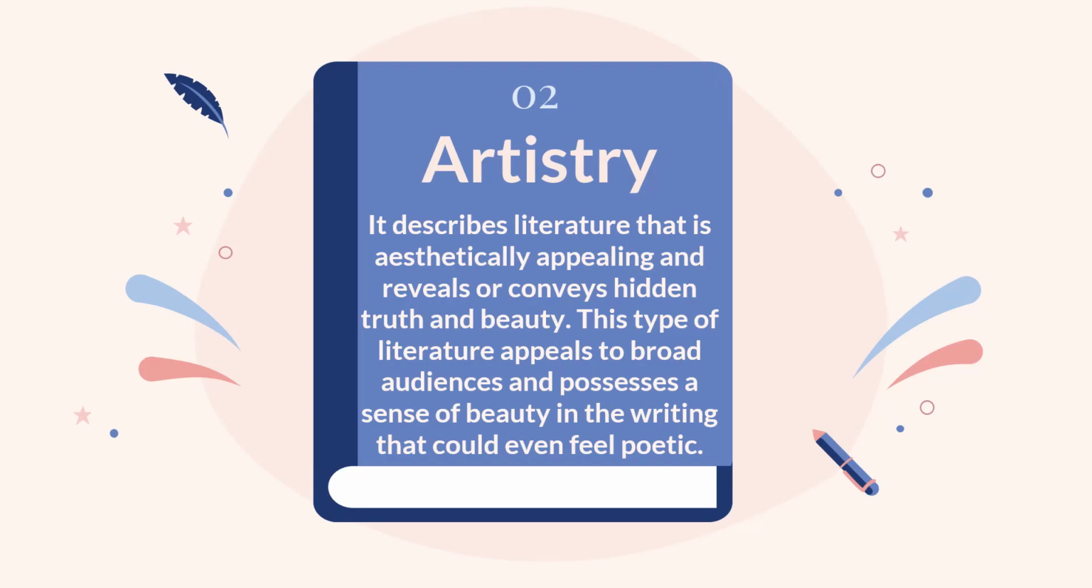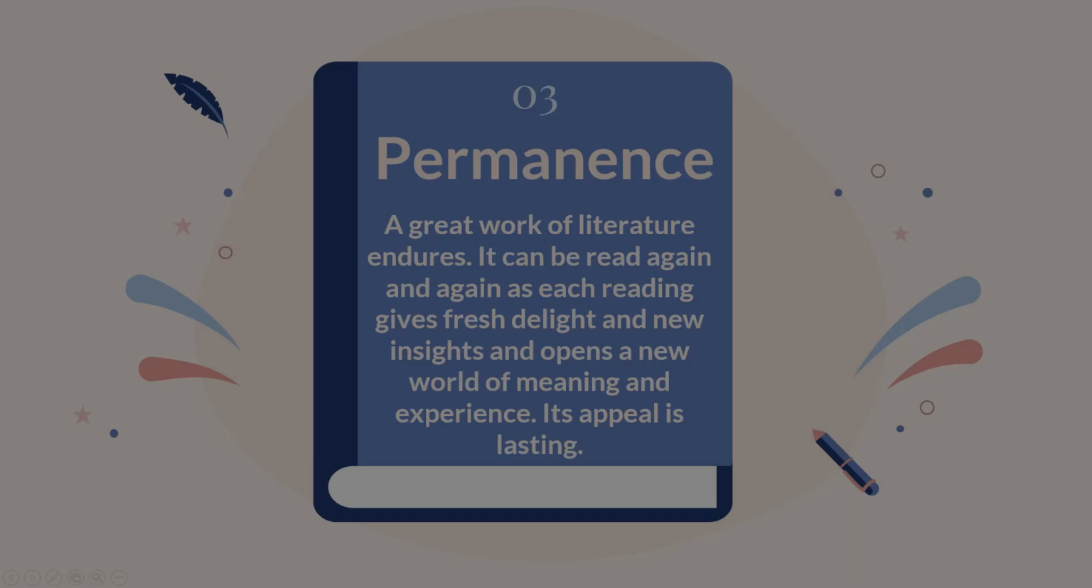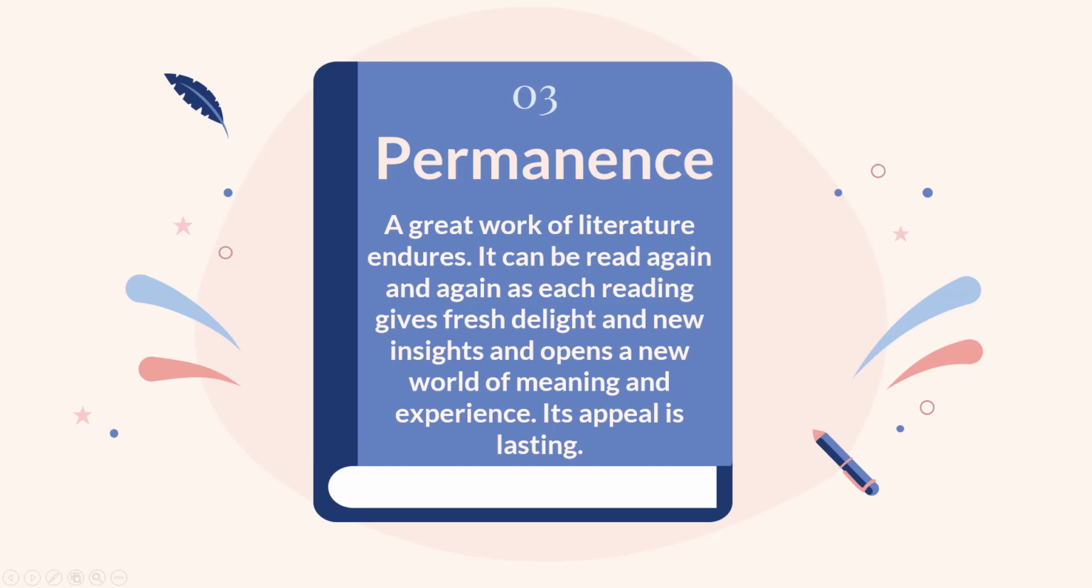Artistry describes literature that is aesthetically appealing and reveals or conveys hidden truth and beauty. This type of literature appeals to broad audiences and possesses a sense of beauty in the writing that could even feel poetic. The third one is permanence. It says here that a great work of literature endures. It can be read again and again as each reading gives fresh delight and new insights and opens a new world of meaning and experience. Its appeal is lasting.